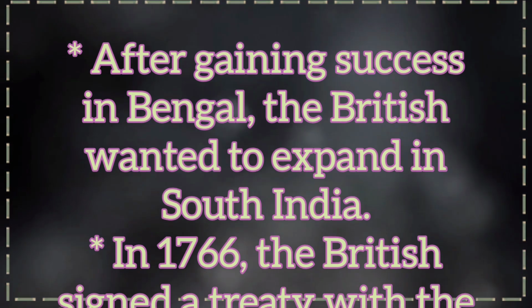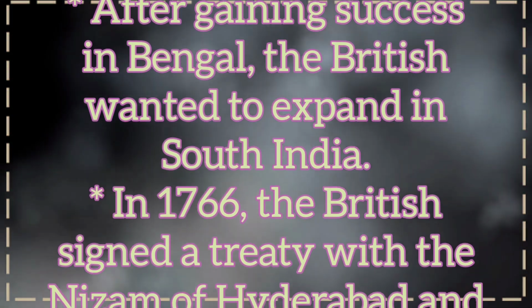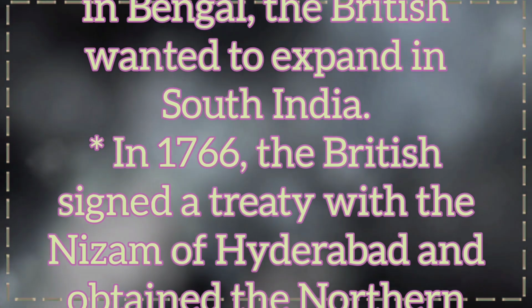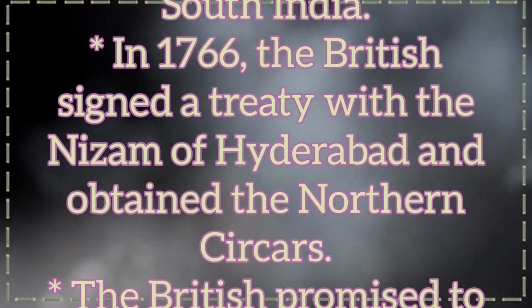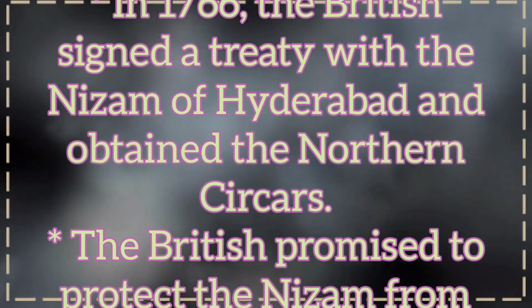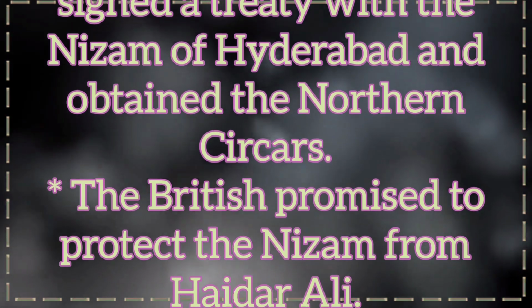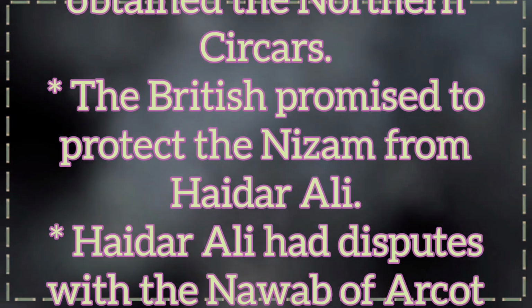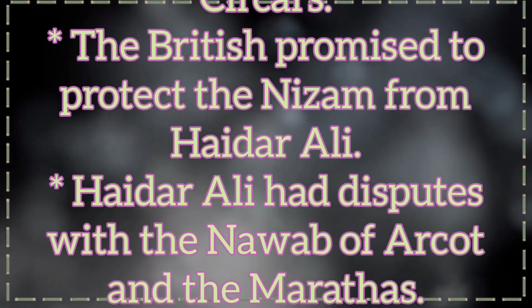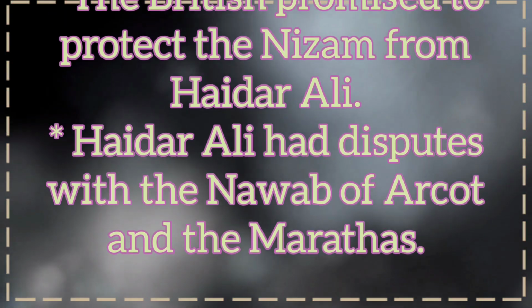In the year 1766, the British signed a treaty with the Nizam of Hyderabad and obtained the Northern Circars. The British promised to protect the Nizam from Haidar Ali. Haidar Ali had disputes with the Nawab of Arcot and the Marathas.